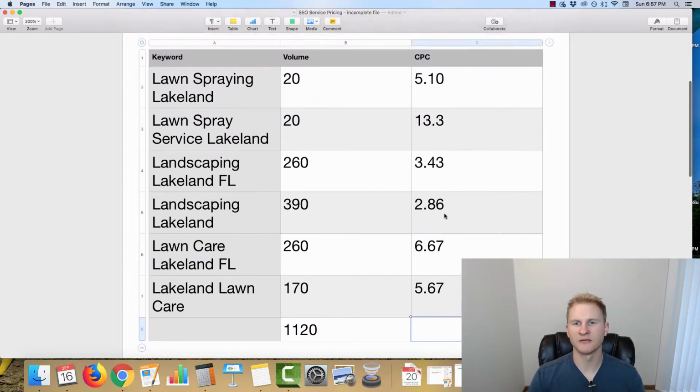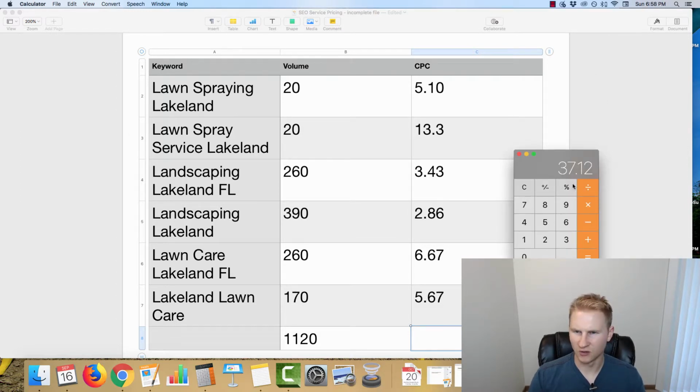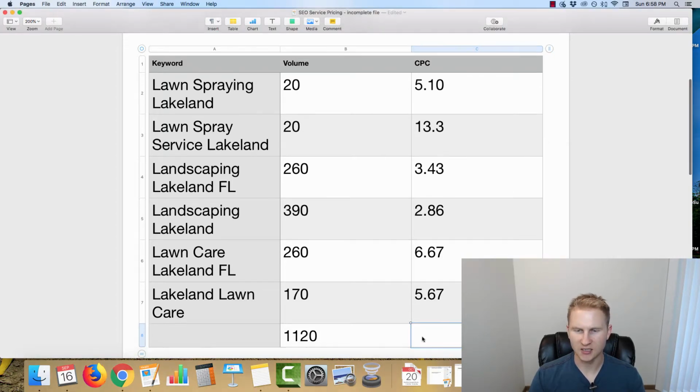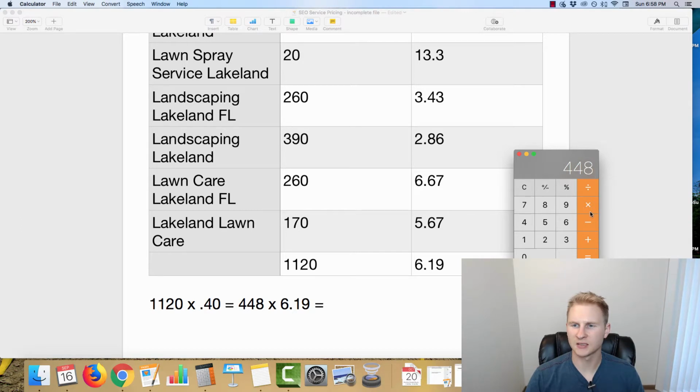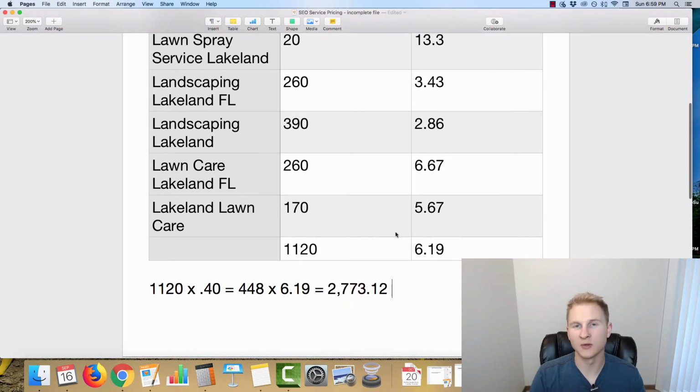So next, let's get the average for the average cost per click across all of these searches. So we're going to do 5.1. So we got 3712 grand total. Divide that out by 6 keywords, so $6.19. So 448 times 6.19, so 2770.73. And so then from here, we divide that out by 3.